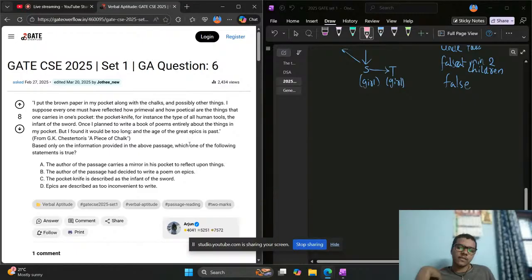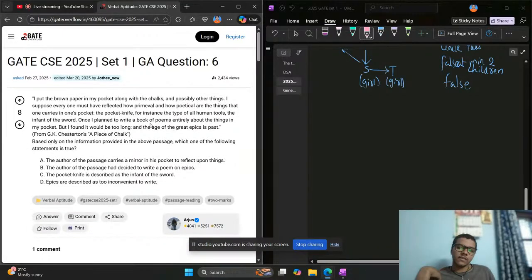Based on the information provided in the above passage, the following statement is true. The author of the passage carries a mirror in his pocket to reflect upon his things. No, he never said he wanted to reflect, but that's not a mirror. The author of the passage had decided to write poems on epics. No. If he wrote a poem on the things in his pocket, it would become too big, and it's not the time of epics. That's false as well. The pocket knife is described as a type of human tool. That is correct. Epics are described as too inconvenient to write.